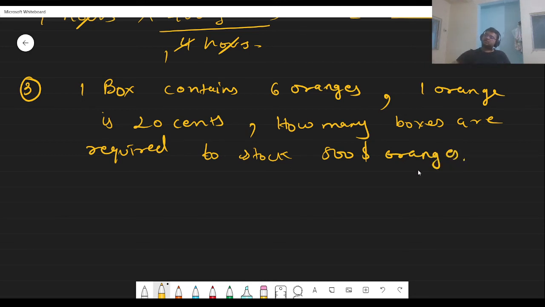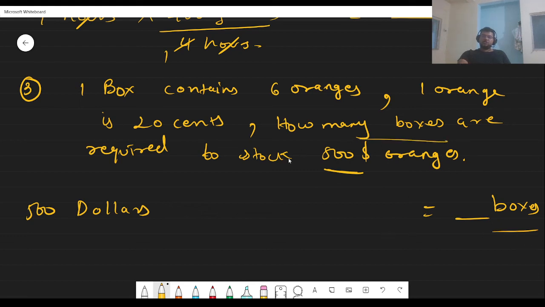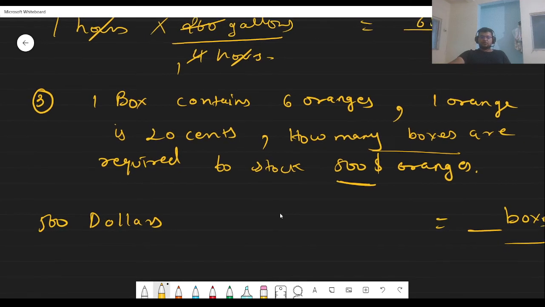$500 worth of oranges. Fine. So here we have to basically convert dollars, which are 500, to the number of boxes. I hope you are getting this. They are asking how many boxes are required, so our answer should be in boxes to stock $500 worth of oranges. So we'll do a basic calculation here.